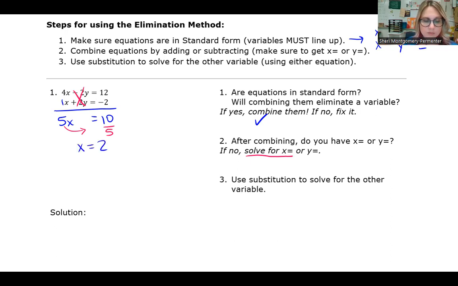X equals 2. So my solution is always X comma Y. So I know the first part of my solution. So now use substitution to solve for the other one. I have to plug it in. I have to plug in X is equal to 2. You can choose whichever equation that you want to. I'm going to plug it into the second one just because then I don't have to multiply it by 4. So I'm going to take the second equation, I'm going to plug in 2.